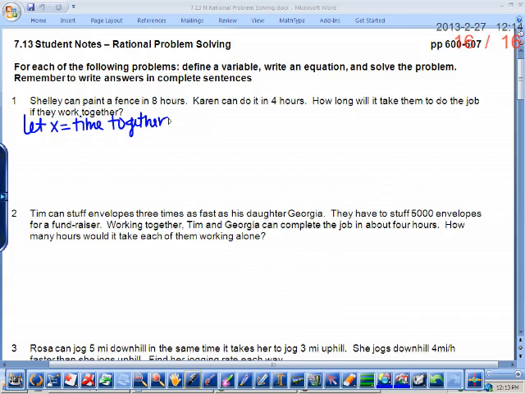And here's how we're going to set up this equation. We're basically going to set up a couple of ratios and solve them. So Shelly can paint the fence in 8 hours, so 1 fence in 8 hours. Karen can do it in 4 hours, so 1 fence in 4 hours. We're going to add those together, and that's going to equal how long it takes both of them to do it together.